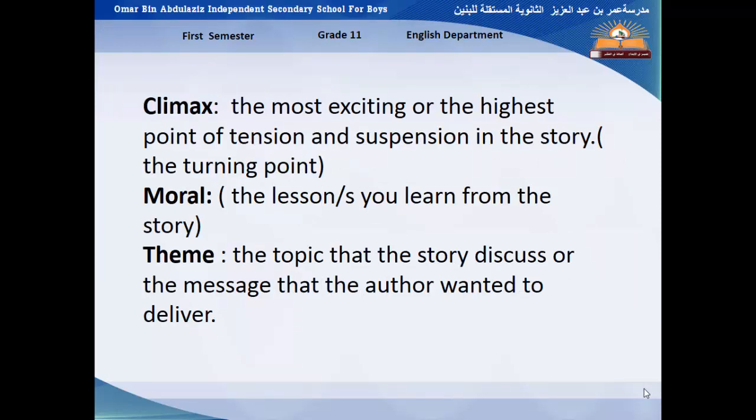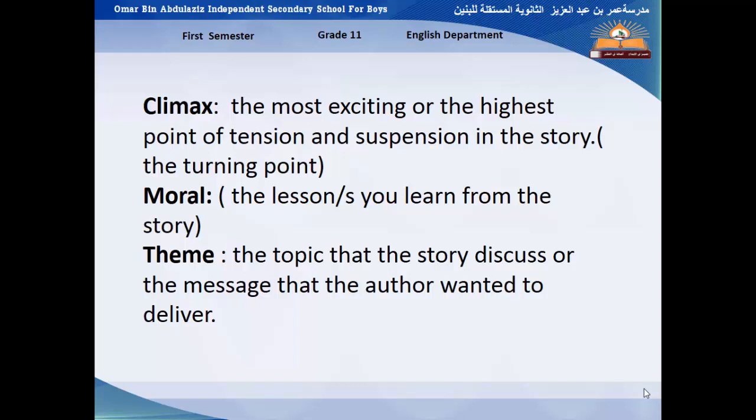Climax. This is the most exciting or highest point of tension and suspense in the story, and we call the climax the turning point in the story. It's a very, very important part in the story, which attracts the attention of the reader and gives him the chance to enjoy reading the story.